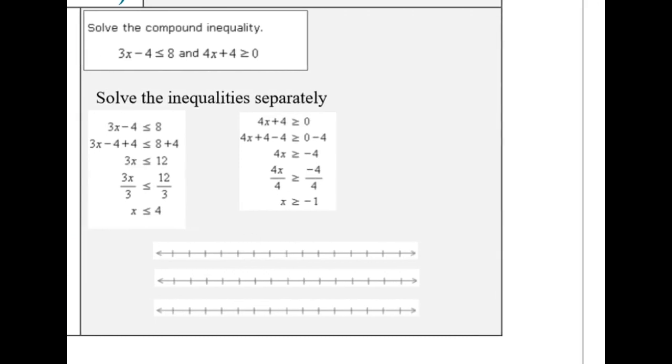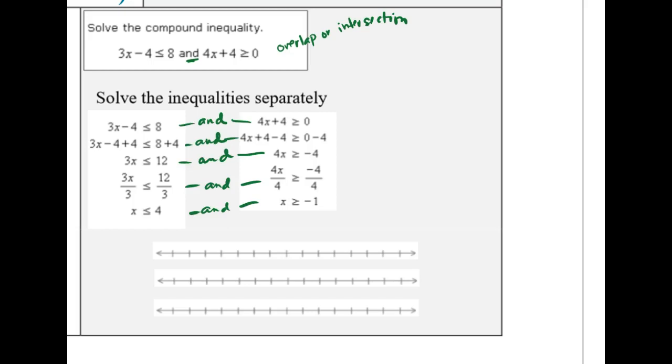This is an AND compound inequality. The solution set is the overlap or the intersection of the solution sets of the two inequalities. You don't need to do this, but technically at each step of the solution, the two inequalities are joined by AND. The variables are on the left-hand side, so we can graph them easily.